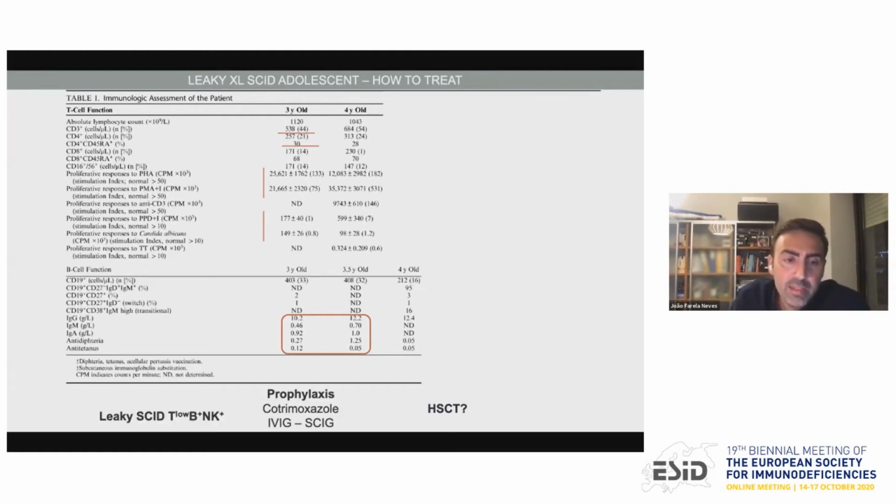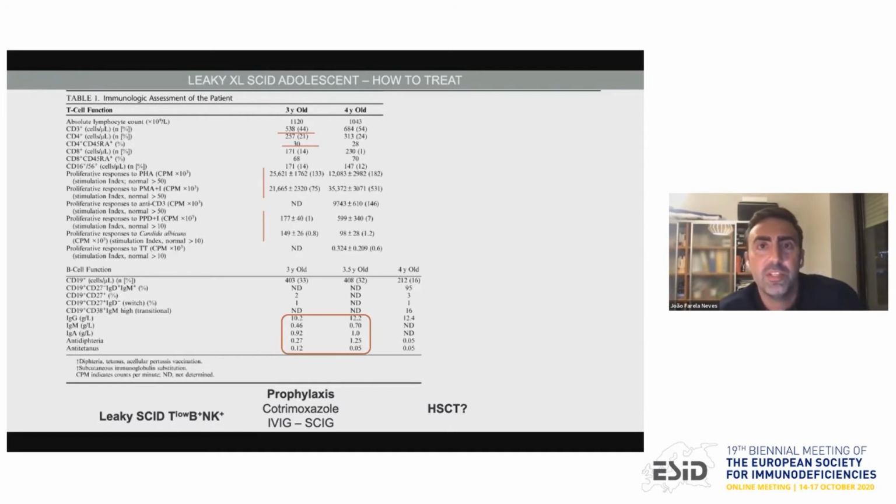At that time, we had an attempted diagnosis of Leaky SCID, a T low B plus NK plus Leaky SCID, despite having normal proliferative responses to PHA. That was our diagnosis to begin with. He was put on prophylaxis with cotrimoxazole, and he started on IVIG in the beginning and then switched to subcutaneous immunoglobulin replacement therapy. At the age of 3.5 years, we first talked with the parents about hematopoietic stem cell transplantation, and they were very reluctant to even talk about this procedure.